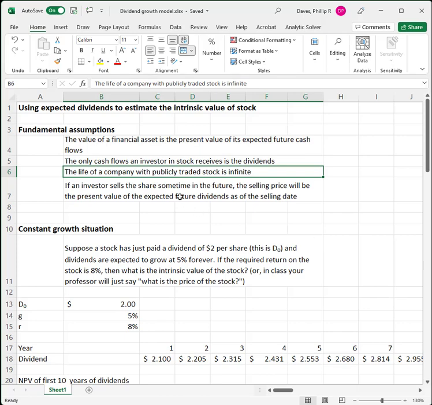That's a long time. And if an investor sells a share of stock sometime in the future, then the selling price is also going to be modeled with this present value of expected future cash flows. In other words, the selling price will be the expected present value of all the expected dividends as of that selling date. So if you sell the stock 10 years from now, in year 10, then the price you get for that stock in year 10 will be the present value of the dividends in years 11, 12, 13, 14, 15 out forever and ever. So those are the fundamental assumptions here.